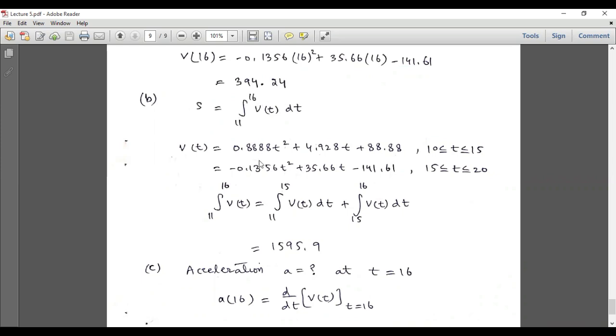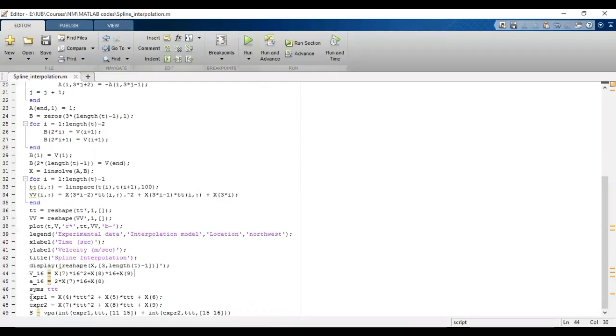So from 11 to 15 we have to use this interpolation function, and from 15 to 16 we have to use this interpolation function. So this whole integration is actually divided into two integrations. From 11 to 15 we will use this expression, and from 15 to 16 we have to integrate this expression, and then we will put the limits to get this answer. So that is what I have used using MATLAB.